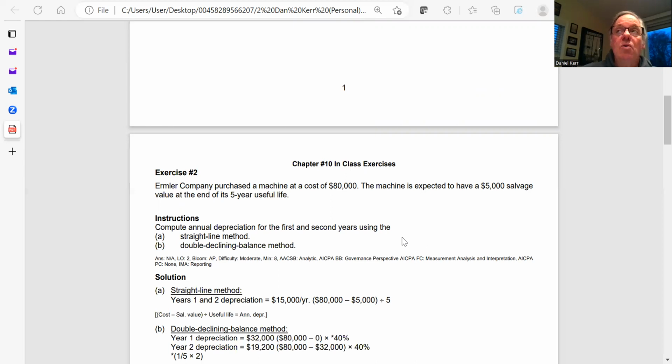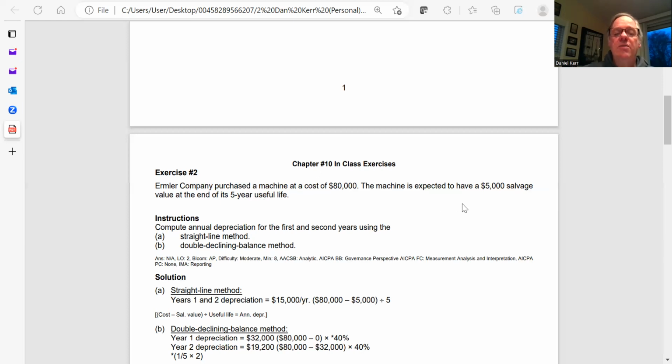So like we saw with inventory, your choice of inventory gave you a different answer. Your choice of a depreciation method will give you a different answer as well. So key things, we made it nice and simple. We told you what we paid for the machine. We told you that it was expected to have a $5,000 salvage value, which means at the end of the life, that's what we think the thing is going to be worth. And we're going to spread those costs over a 5-year period.